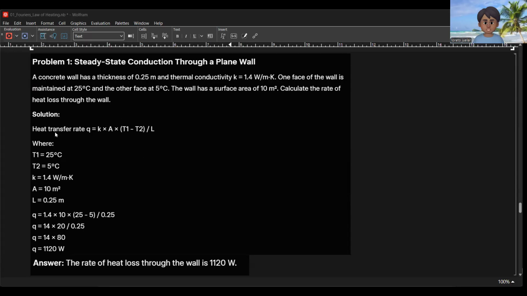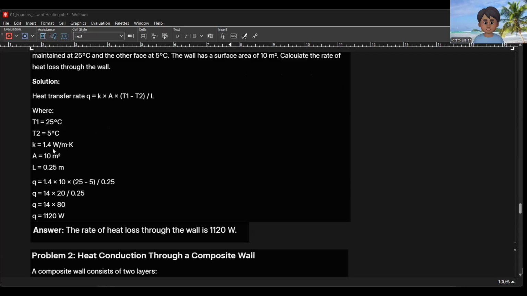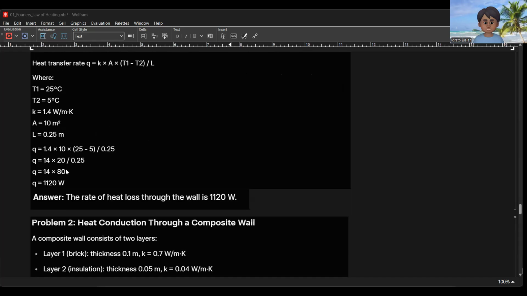So for the solution, we have the heat transfer here, K times the area times the temperature difference. T sub 1 here is 25 degrees Celsius, and T sub 2 here is 5 degrees Celsius. Our K here is 1.4 watts per meter Kelvin. Area here is 10 meters squared, and the thickness here is 0.25 meter.